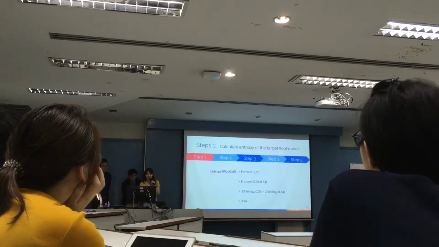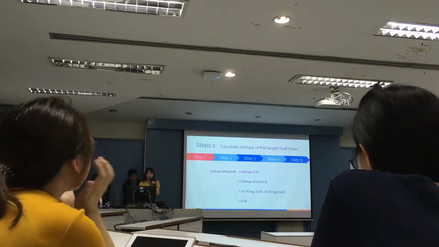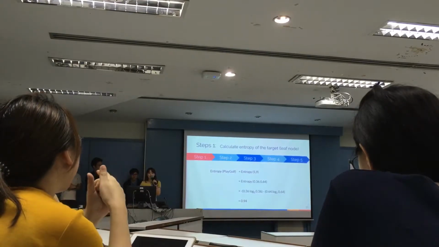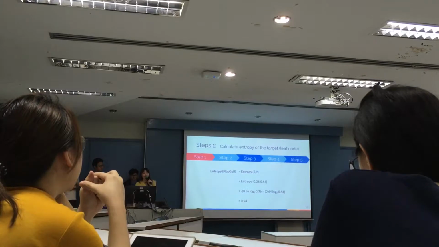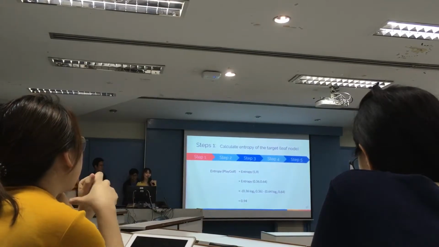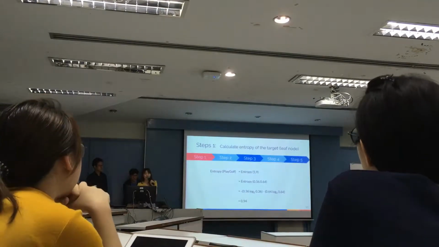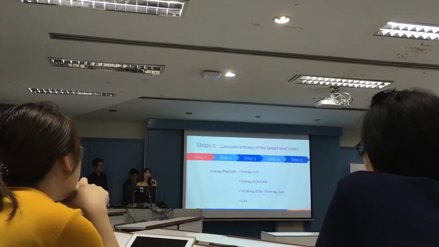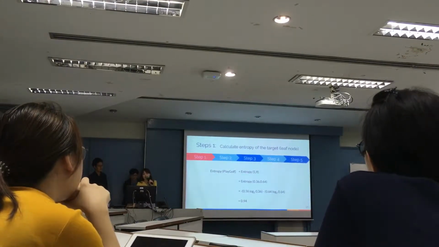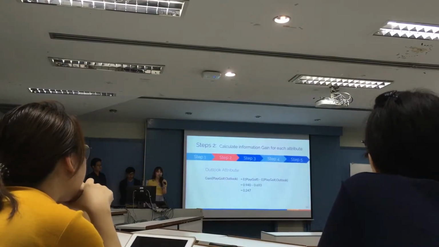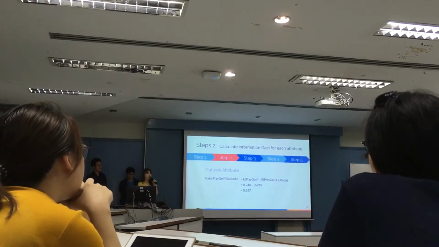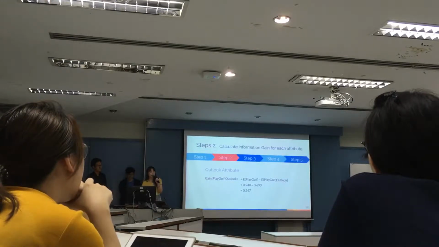And in this step, we will choose the number of people who play golf and do not play golf. There are 5 possible cases out of 14 in which people will not play golf, and 9 possible cases out of 14 in which people will play golf. So we use these proportions to calculate the entropy of the target. And then we calculate information gain by using the entropy of the target minus the entropy of the predictor.